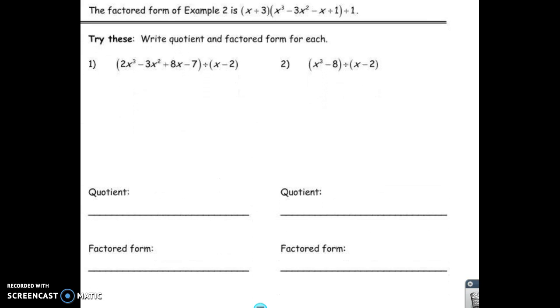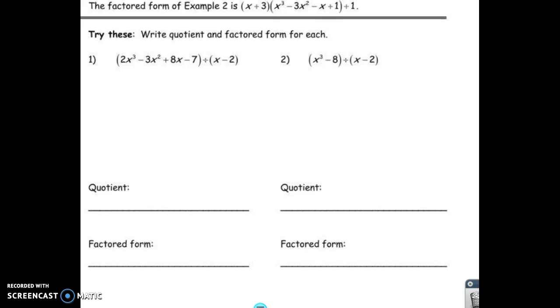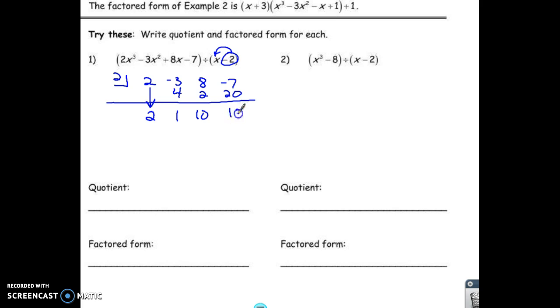All right, so why don't we just try these two problems from homework? Make sure this is in first descending order, which it is. We have a 2, a -3, an 8, and a -7. And what's going to go in our box out here on the left? We just take the opposite of that, put it over that, we get a 2. We draw our line. Again, the first number always comes down. 2 times 2 is 4. Now we're going to add, we get a 1. 1 times 2 is 2. We get a 10. 10 times 2 is 20. And we're going to get a 13.